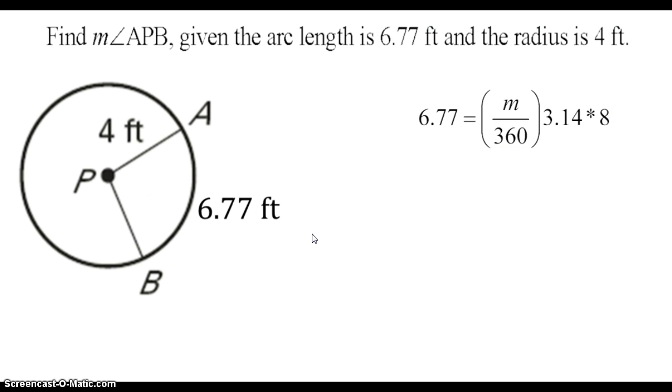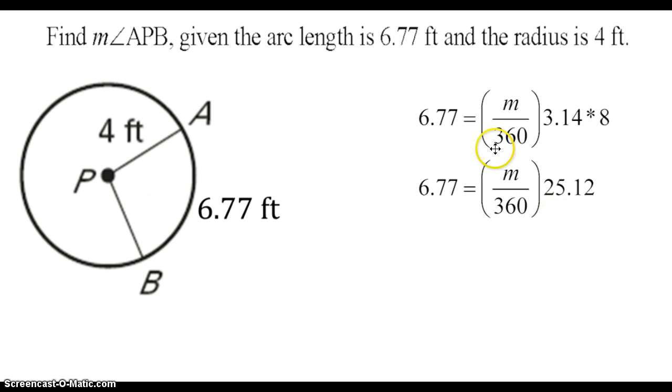So go ahead and put that down. See if you can solve that without me. If not, I'll show you my steps. First thing I do is multiply the 3.14 times 8. I made it 25.12. If you are rounding numbers in a problem, you want to keep it as far out as you can. You don't want to make that 25.1.